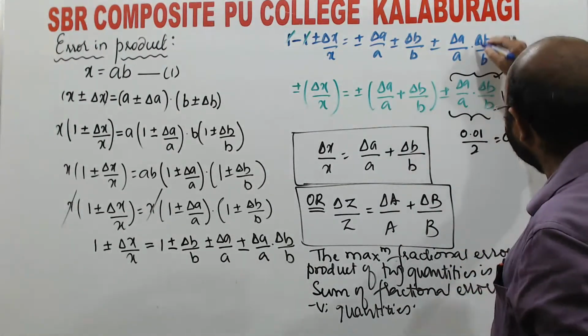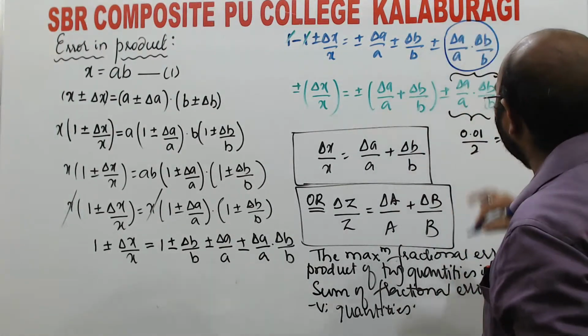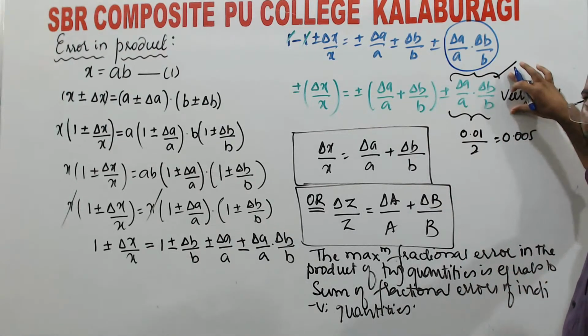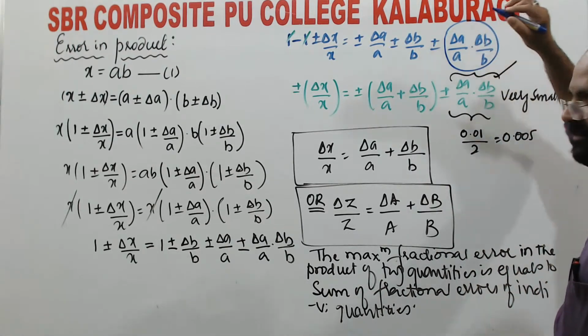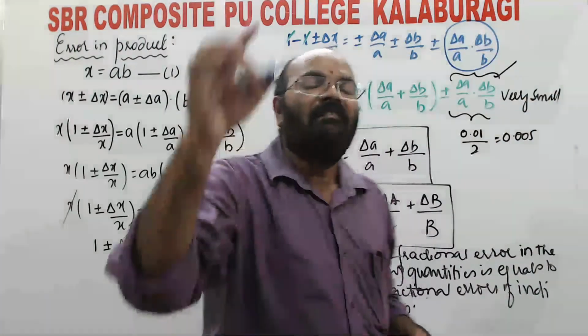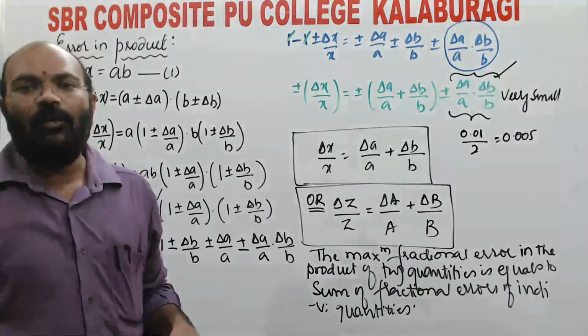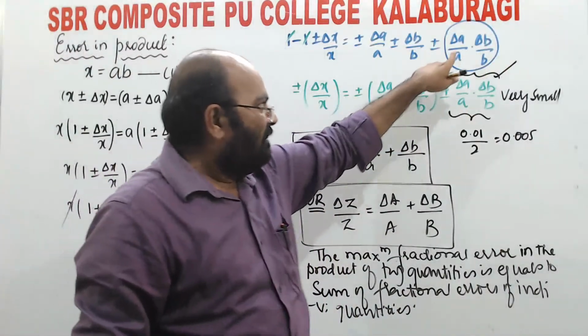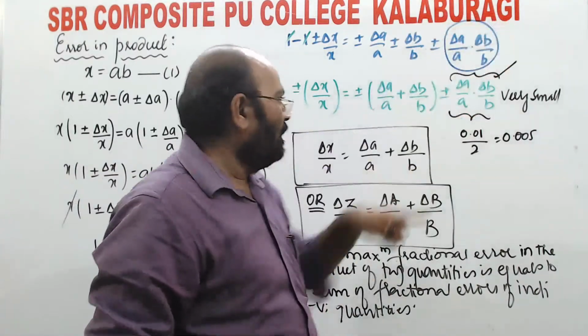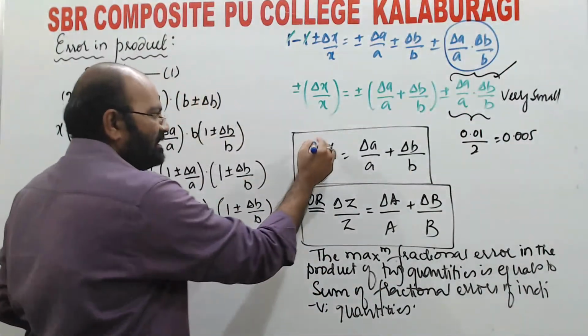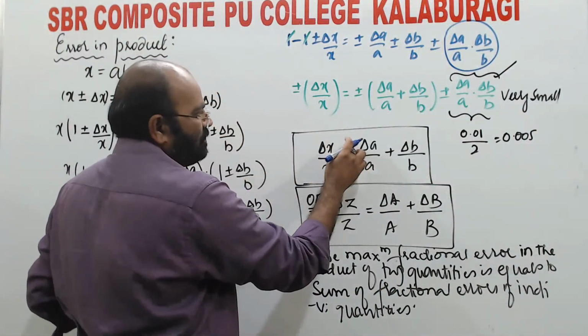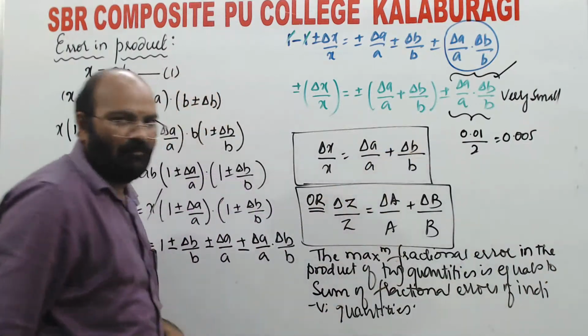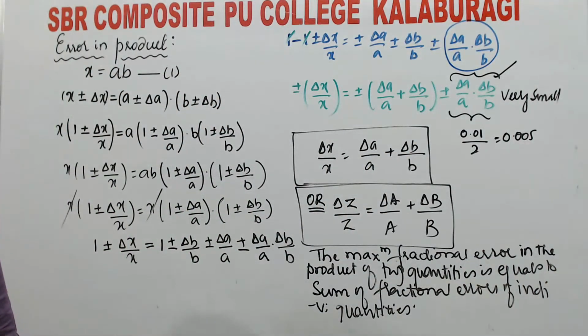Guys, remember this term we are neglecting here because of its very small value. The error of this value is already small, and when you divide it again by a true value or a mean value, you get again a very small value. Because of this reason, we are neglecting this term. Hence, we get delta x by x is equal to delta A by A plus delta B by B. The rule suggests that.